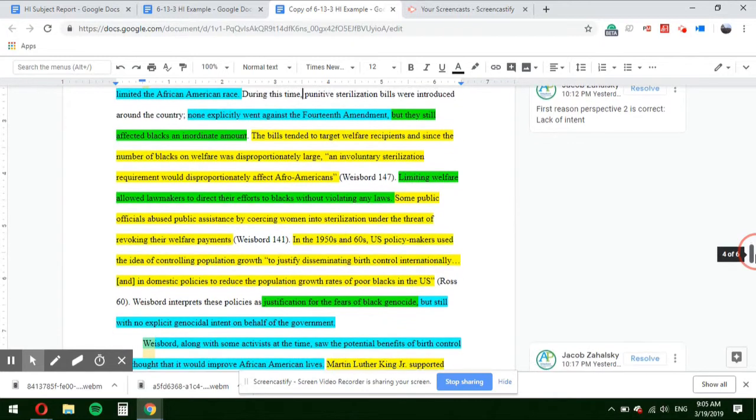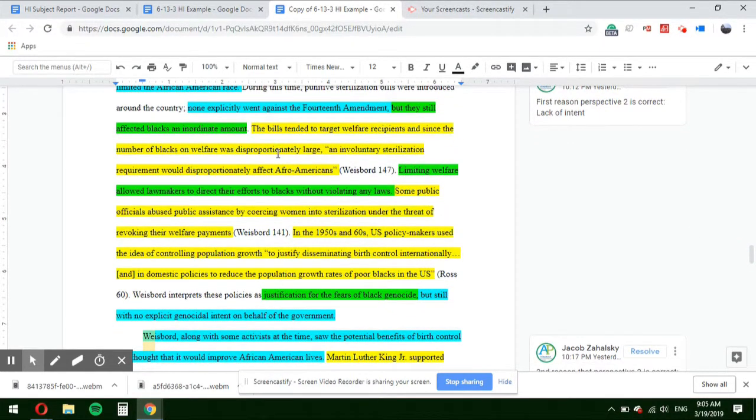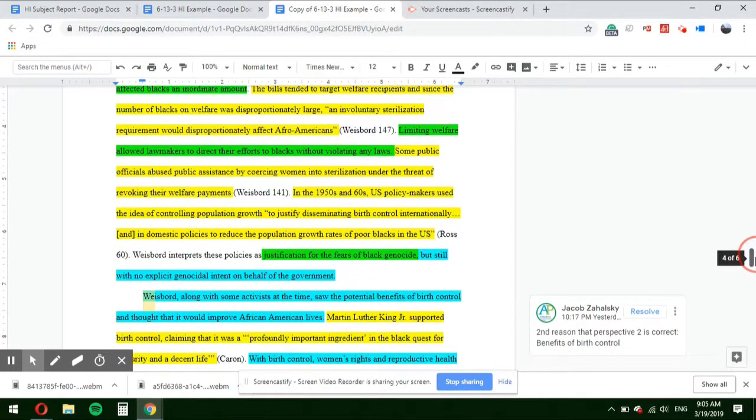And so then the student goes into again providing evidence and then providing analysis. So the first evidence: the bills tended to target welfare recipients, and since the number of Blacks on welfare was disproportionately large, an involuntary sterilization requirement would disproportionately affect African Americans. Limiting welfare allowed lawmakers to direct their efforts to Blacks without violating any laws. So this evidence is then analyzed as, although it didn't violate any laws, it did target African Americans, which proves the first perspective. However, the student then goes further, providing more evidence.